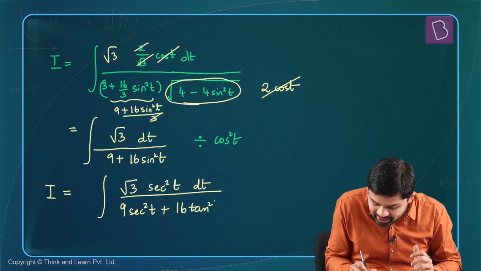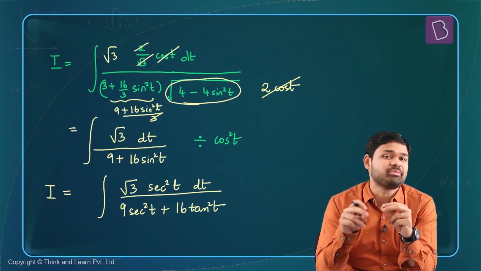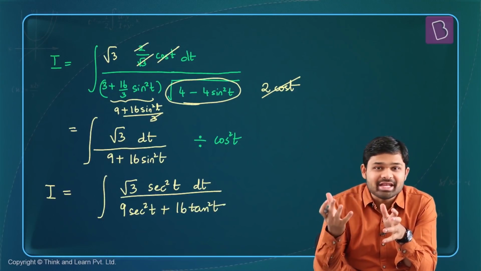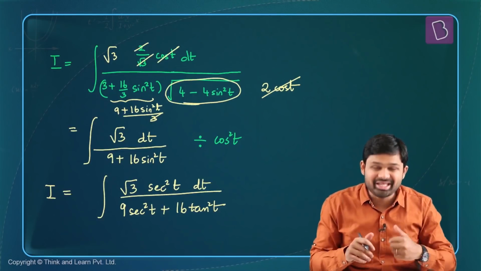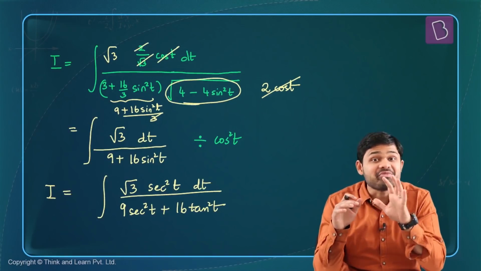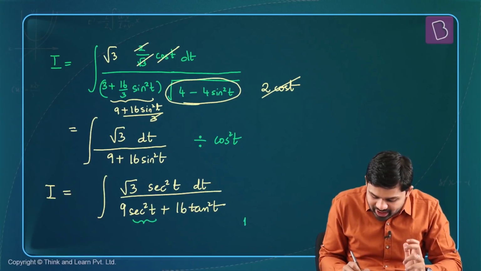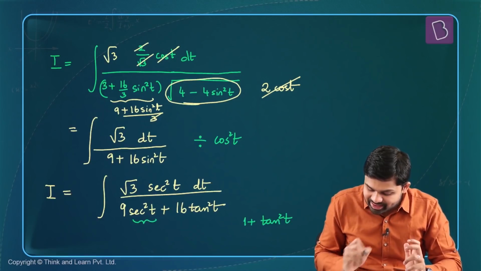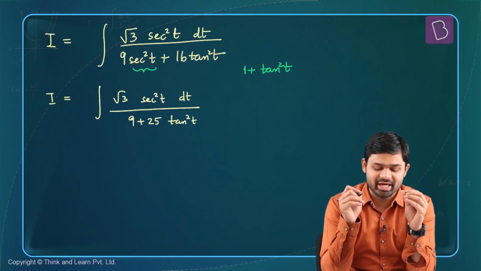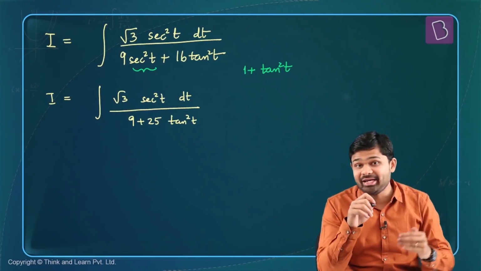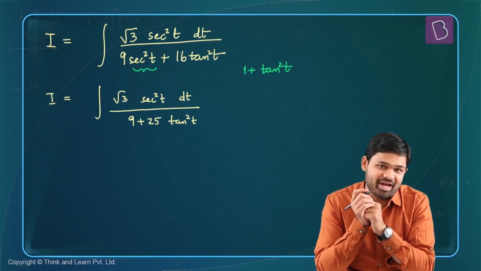16 tan square t. Now, if we just had tan square in the denominator, I could have made a substitution for tan t as some other variable, and the numerator would have been a multiple of its derivative. But there is a secant square also in the denominator, but we know how to convert secant square to tan square. I can write secant square as 1 plus tan square t, and then my integral will change to root 3 in the numerator with a secant square t dt divided by 9 plus 9 tan square t plus 16 tan square t, which is nothing but 9 plus 25 tan square t.